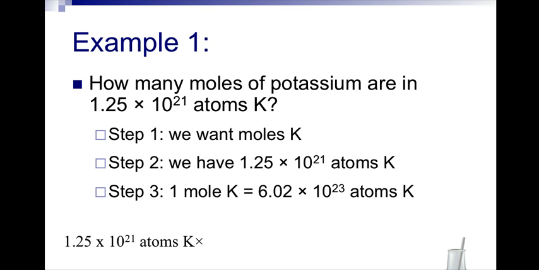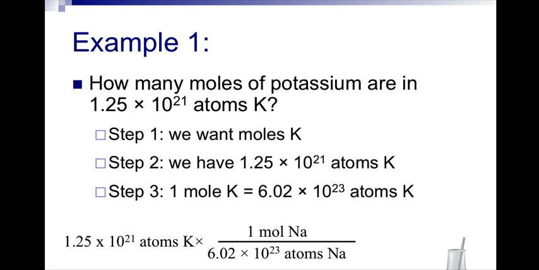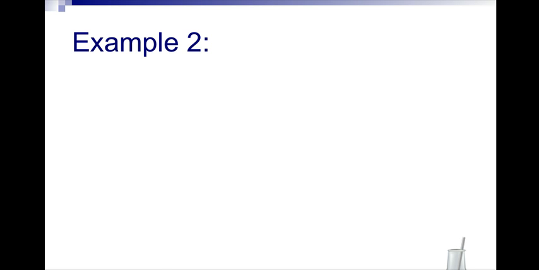So we start with what we have, which is 1.25 times 10 to the 21 atoms. We use our conversion factor, and we've now placed the atoms in the denominator so that atoms will cancel. And if we take 1.25 times 10 to the 21 times 1 divided by 6.02 times 10 to the 23, we get 2.08 times 10 to the negative 3 moles of potassium.